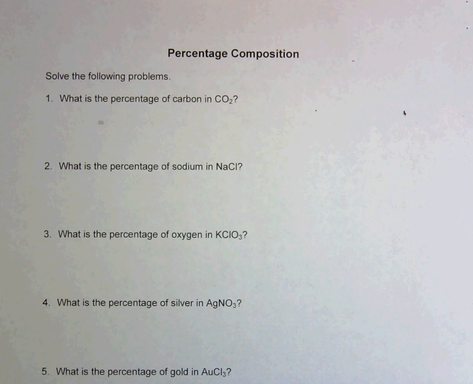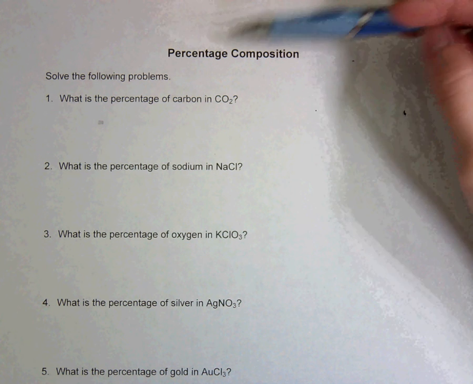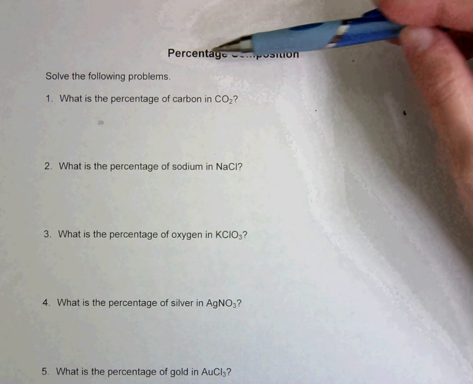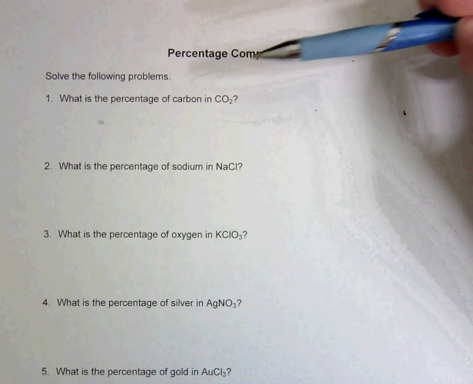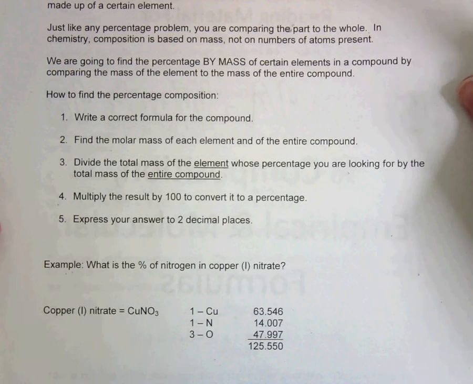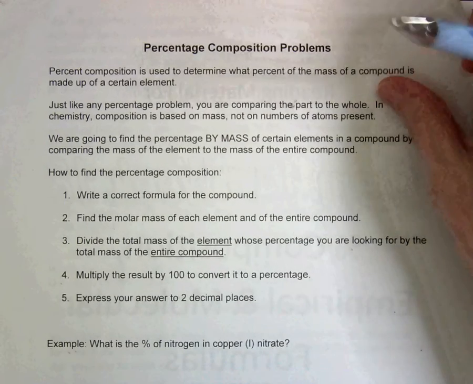Percentage composition. What you're finding when you find percentage composition is the percent by mass of a particular element in a compound. And you do that by following some steps that are in your reading materials. All right, this is the percent composition problems notes.